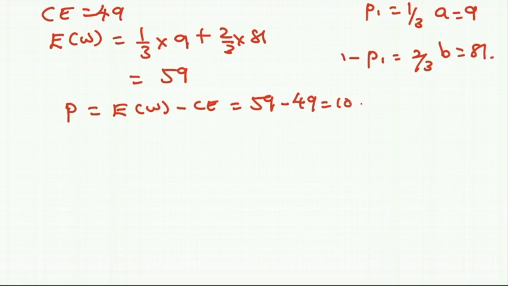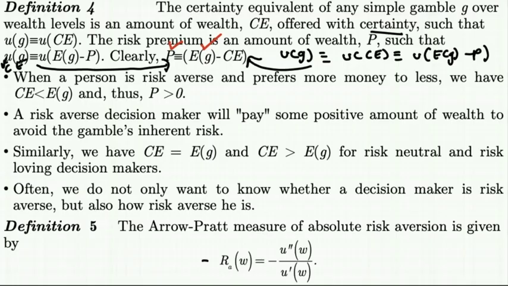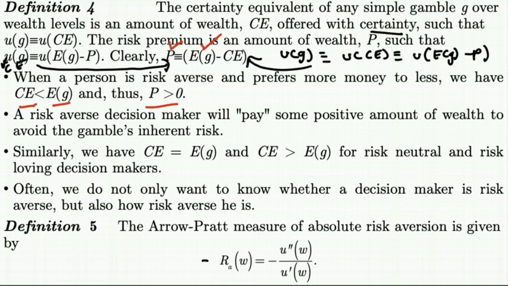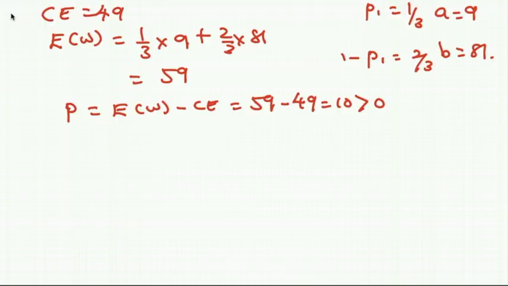What's the value here? It's obviously not negative. It is more than 0. So if you go back to this slide, it says what? If CE is less than E(G), or E(W) in our example, then our P here is greater than 0. So here we can see clearly P is greater than 0, and it indicates that Ken is a risk-averse person. All right?